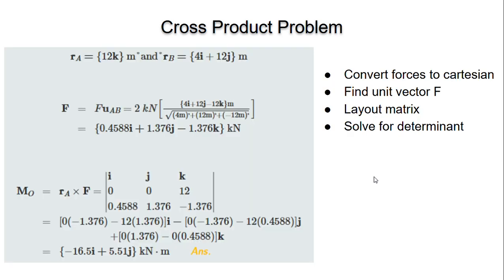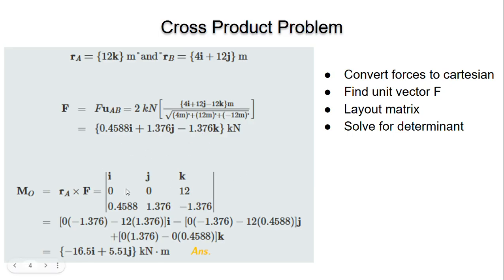Now analytically, what we do is we start by converting all forces and positions to Cartesian coordinates. So our position, rA, or r really, would be 4i plus 12j plus 12k, and that's our position vector. Next, with our forces, we actually have to make a unit vector, so we'll take the total magnitude of our force, which is 2 kilonewtons, and multiply it by the unit vector of position, which is the position vector that we determined earlier, divided by the magnitude of our position, and that gives us this beautiful force vector.